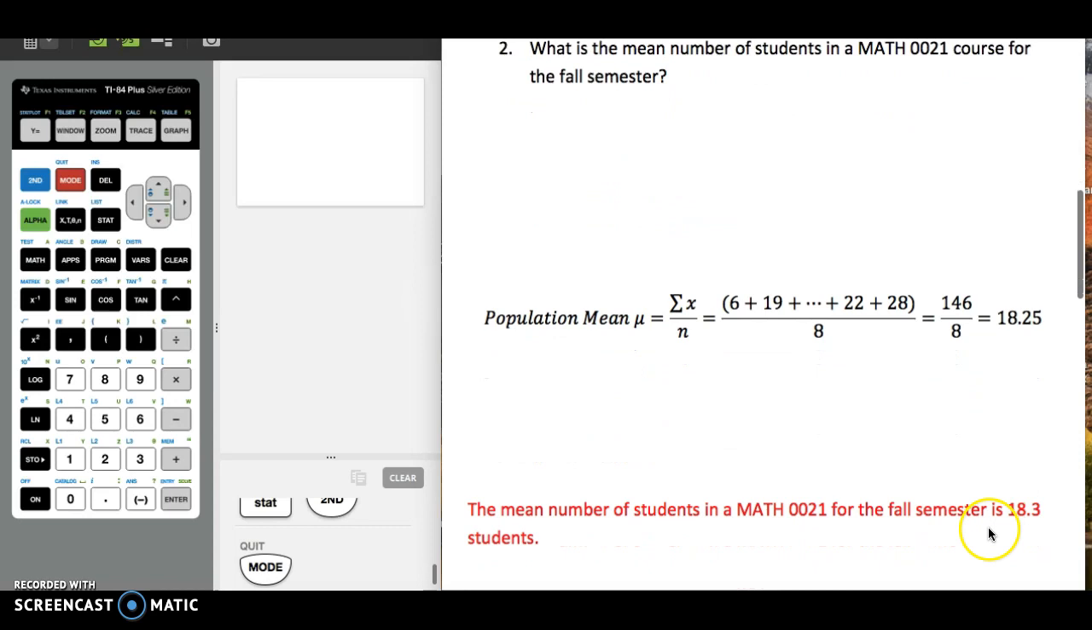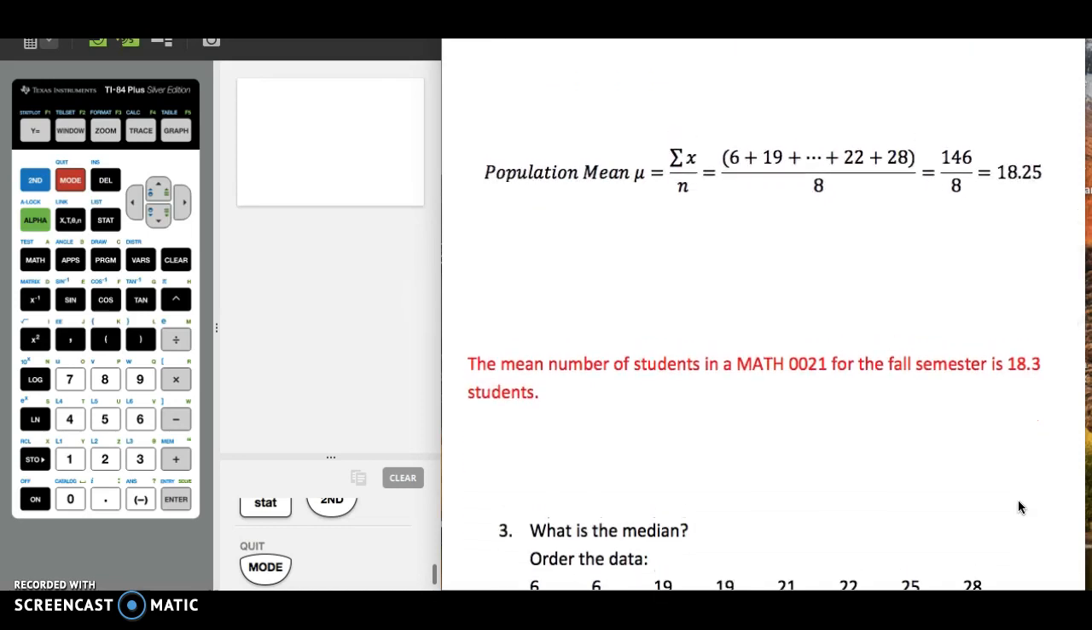So the mean number of students, rounding to 1 decimal place, is 18.3 students. And remember, our rounding rules for mean is you keep 1 decimal place past the data. So our data is to the nearest whole number, so you would keep 1 decimal place.